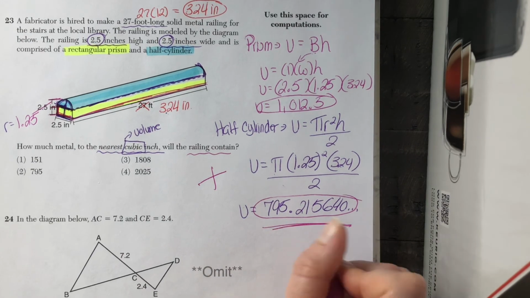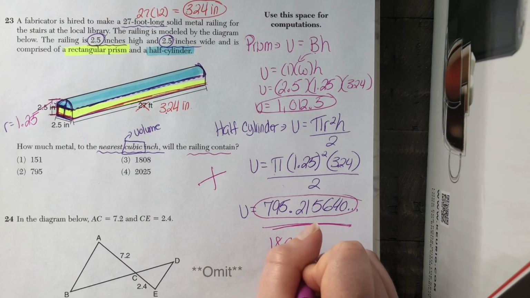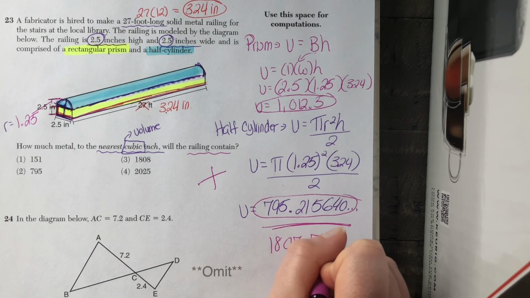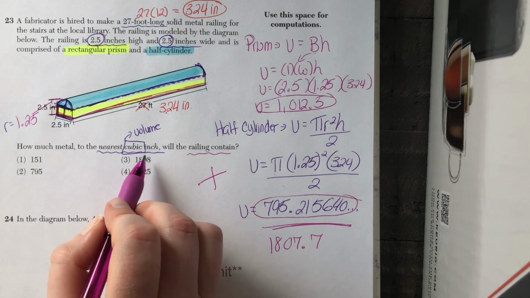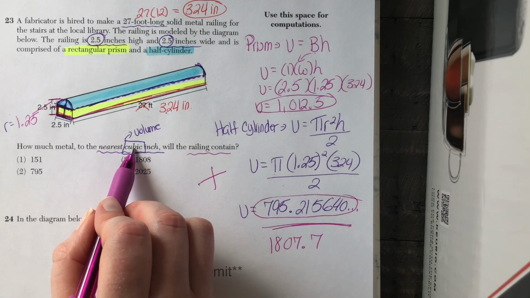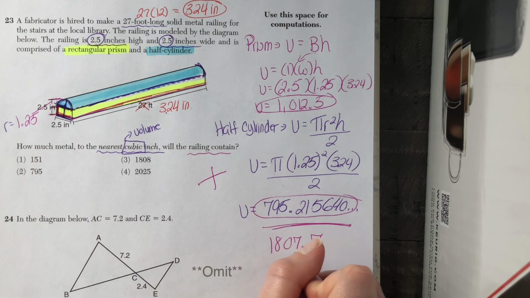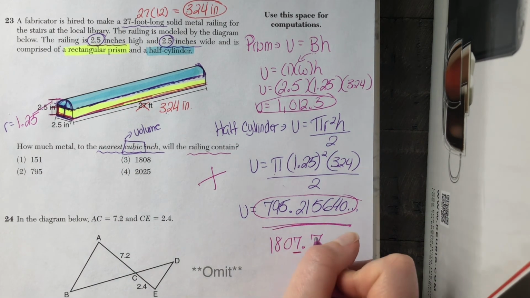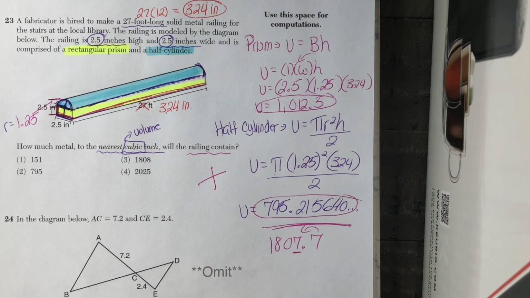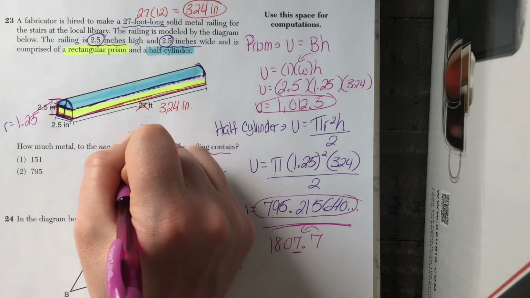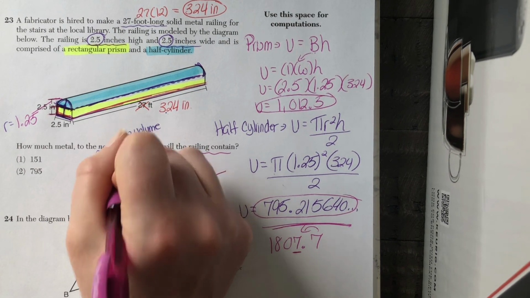When I add those together, I get 1,807.7. And when I reread the question, it says I want to round to the nearest cubic inch. So I have to stop right here. When I look at the neighbor, it tells me to round up, so it's going to be 1808, which would be choice 3.